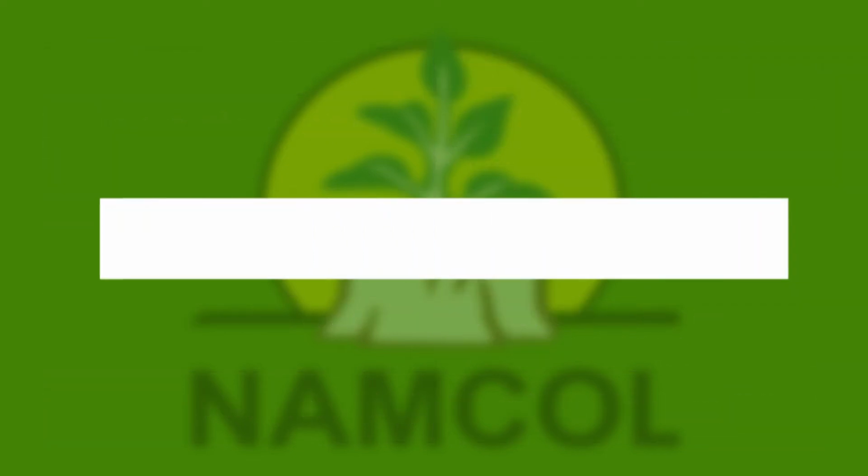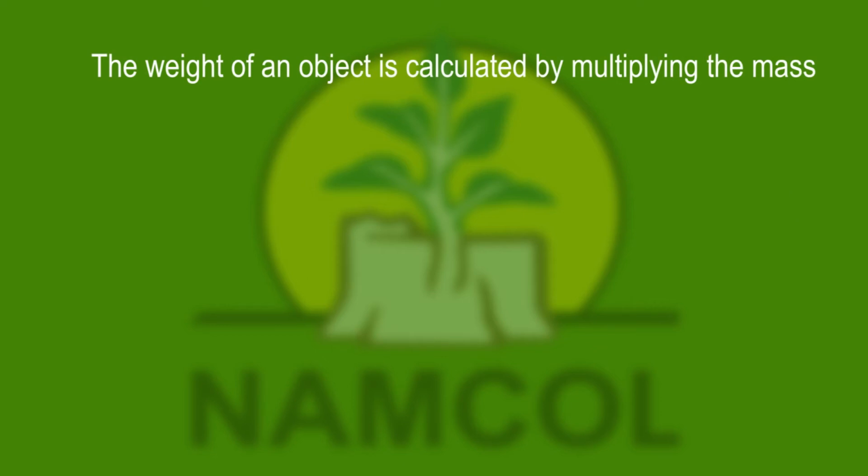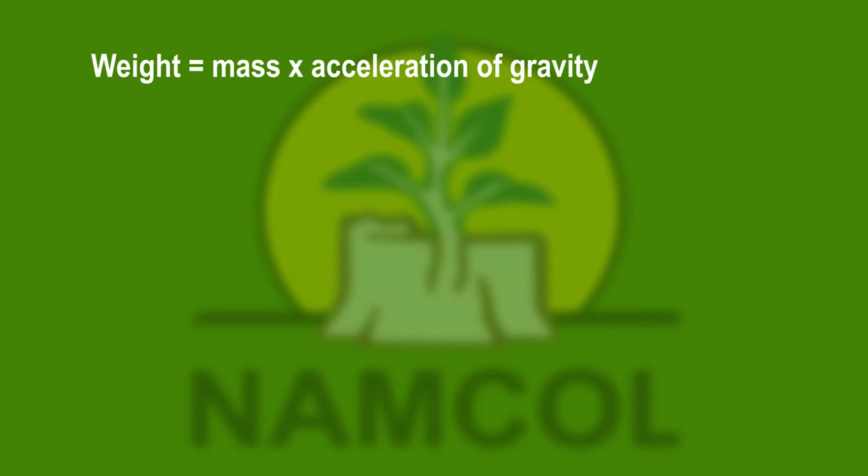Let's now look at how we can calculate weight. The weight of an object is calculated by multiplying the mass with the gravitational field strength, which is indicated as a small letter g. Weight is equal to mass times gravitational field strength. And if we have it in symbols, it is W = mg. Since the weight is a force, its SI unit is the Newton. So g on Earth is 10 Newton per kilogram.